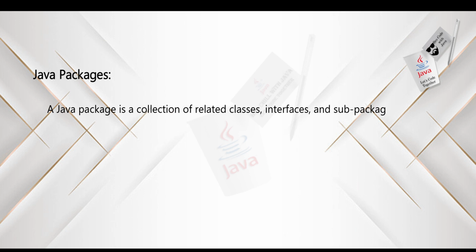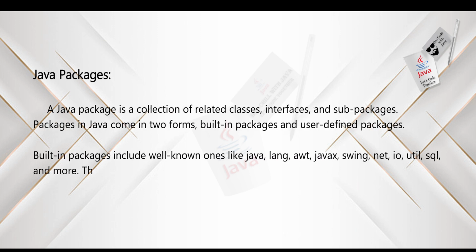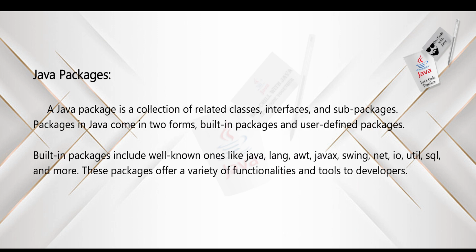A Java package is a collection of related classes, interfaces, and sub-packages. Packages in Java come in two forms: built-in packages and user-defined packages. Built-in packages include well-known ones like java.lang, java.awt, javax.swing, java.net, java.io, java.util, java.sql, and more. These packages offer a variety of functionalities and tools to developers.